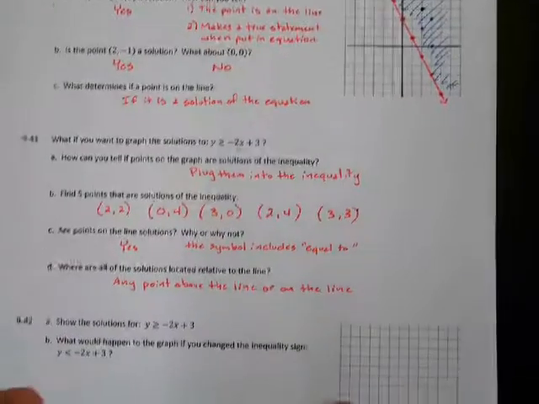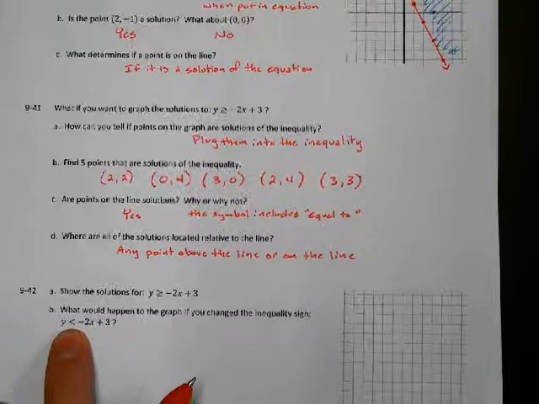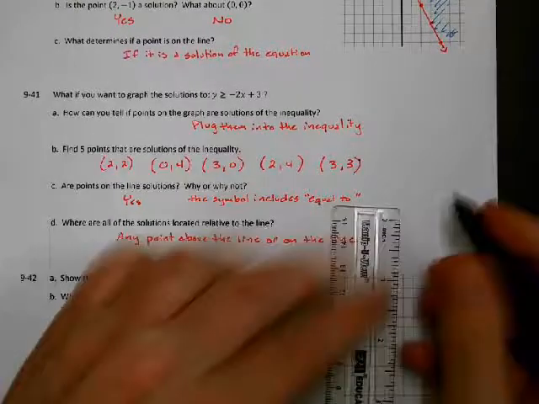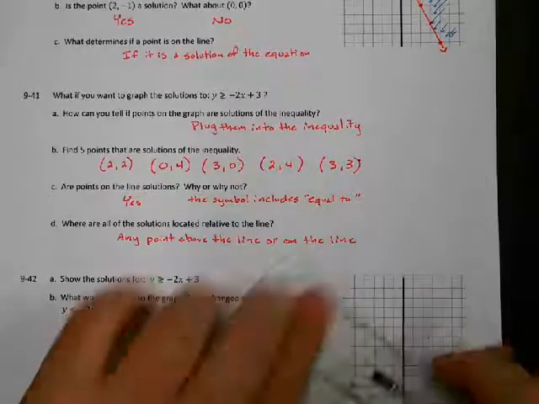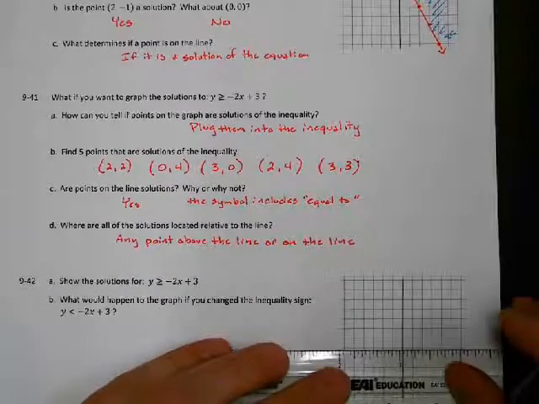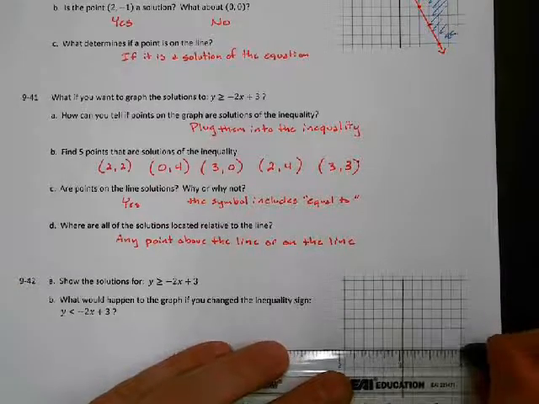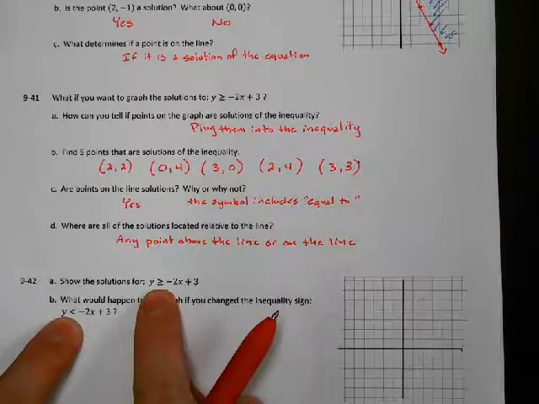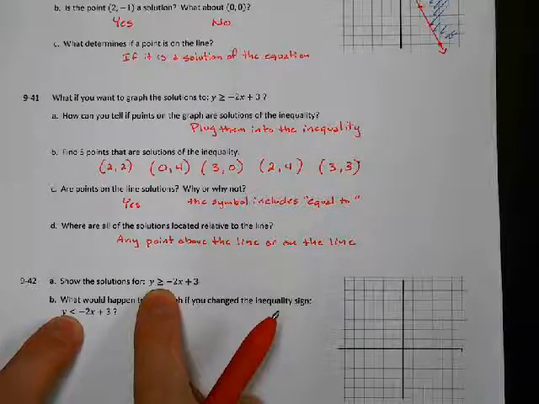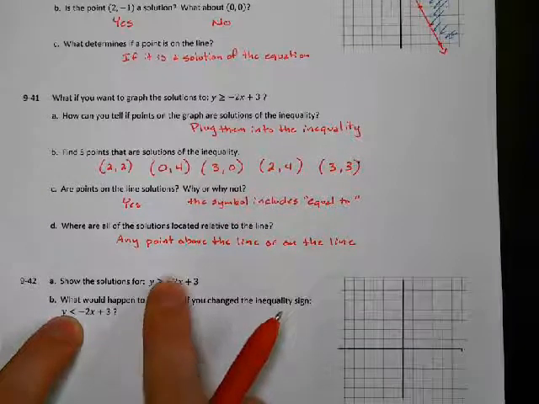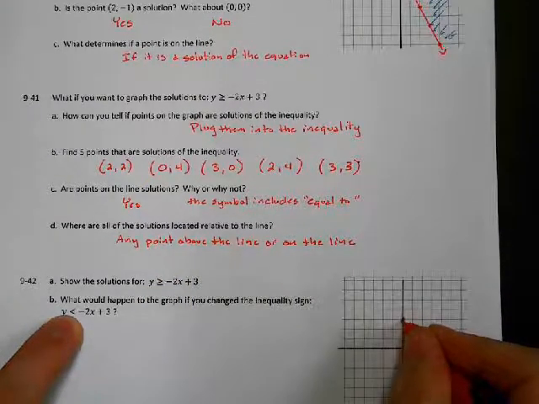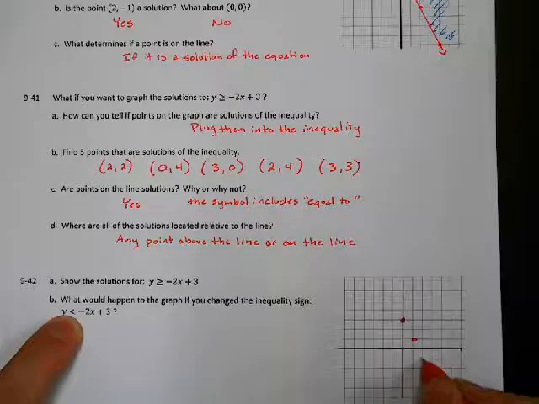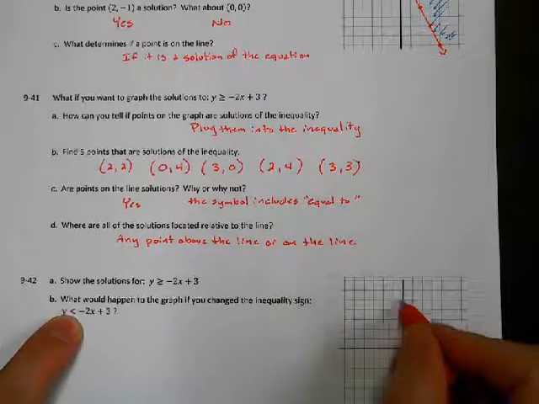All right, what would happen if we change the inequality sign to be less than? Let's show what would happen in this case. Two things are going to change in our graph. First of all, it doesn't have the equal to sign anymore. So if it doesn't have the equal to sign, the points on the line are no longer solutions. So this point here at our y-intercept, that's not a solution. If I go down 2/1, not a solution. Over here, not a solution, not a solution, not a solution, not a solution, and not a solution.